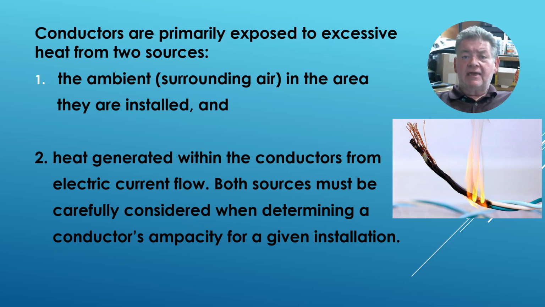Keep in mind, if it's 86 degrees Fahrenheit in the area where you're installing your wiring, eventually the wires will reach a temperature of 86 degrees Fahrenheit before we even allow any current to flow. The second source of heat will be the heat generated within the conductors from the flow of electric current. Whenever current flows, heat's generated. So both of those sources must be considered when you're trying to determine a conductor's ampacity for a given installation.